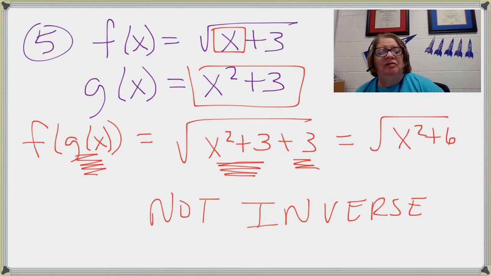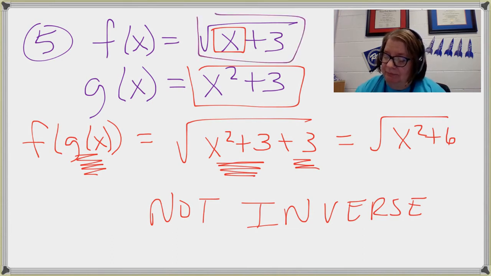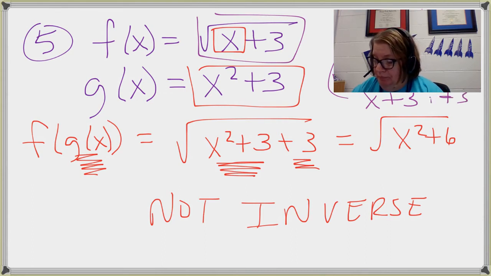If they're inverse functions, f of g of x will equal x, and g of f of x will too. What would happen if we tried the other way around first? If we did g of f of x, we take this one and plug it in. Okay, this is going to be x plus 3 plus 3. Yeah, that didn't work too well. And you notice that's going to be x plus 6, so that doesn't work either. Okay, that didn't work either.